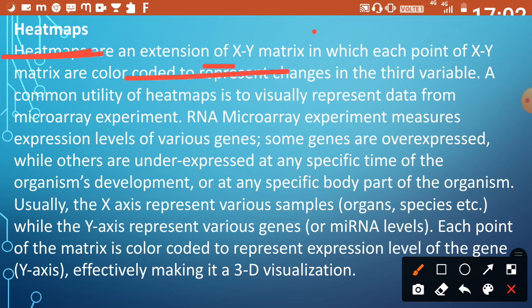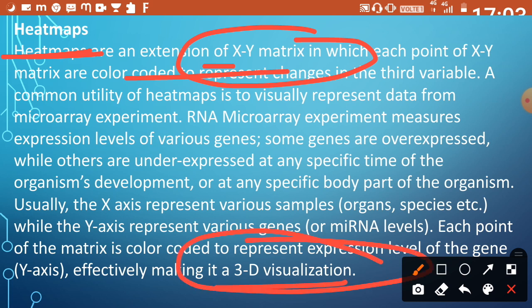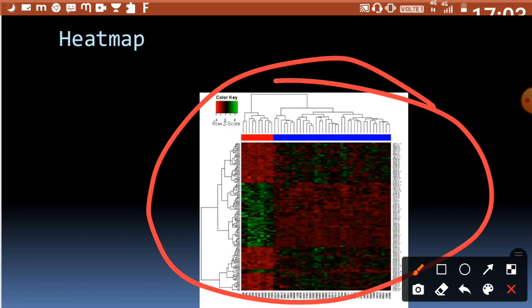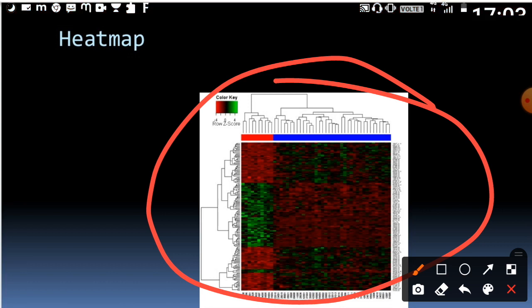So heat maps are also an extension of the XY matrix. Heat maps show the correlation between different axes like your x, y and z axes, and here it also shows the 3D visualization. By using heat maps we can have 3D visualization. This is how the heat map actually looks. This is the result of a microarray experiment.